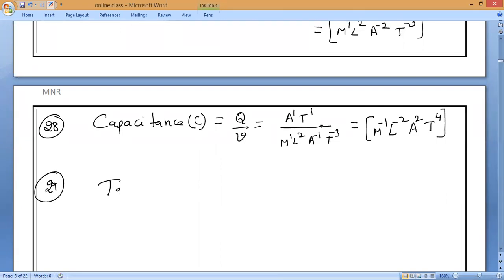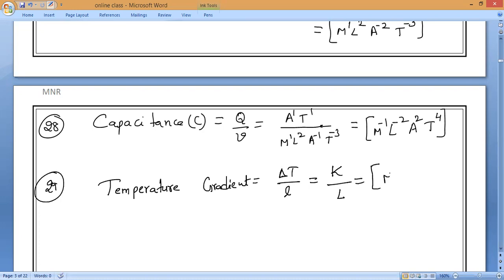So many we have. I am making you write more and more so that you will understand what dimensions are. Temperature gradient. Temperature gradient means change in temperature divided per unit length. That is the formula. Temperature dimensions are capital K and length is L. So the dimensions will come M power 0, L power minus 1, K power 1 and T power 0. Clear everybody?